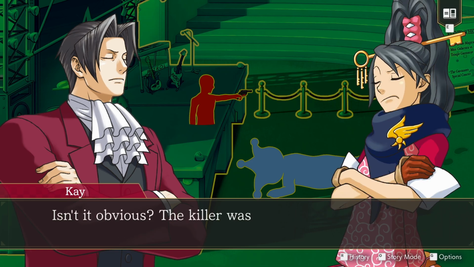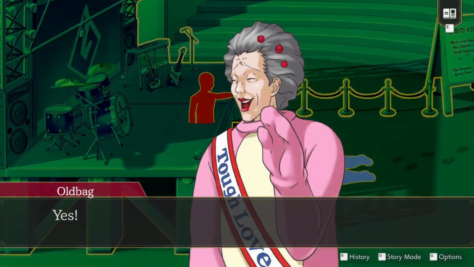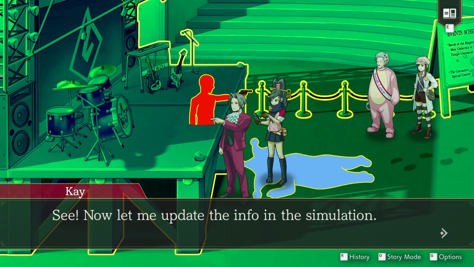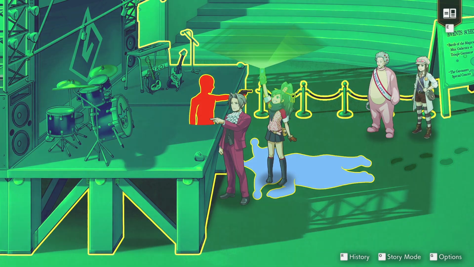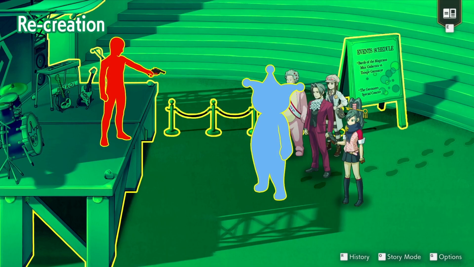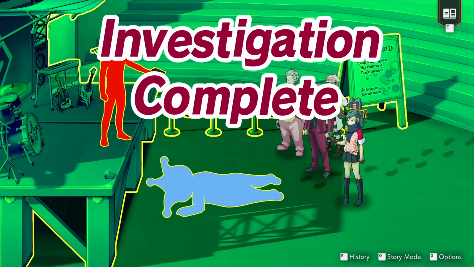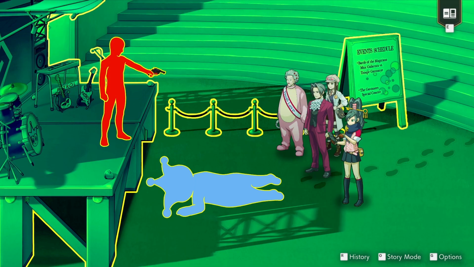Isn't it obvious? The killer was on top of the stage, naturally! Right, Miss Oldbag? Yes, I remember now. The killer was standing on the top of the stage. See? Now let me update the info in the simulation. Go! Ow. But it's not right! Yeah, it's still wrong.